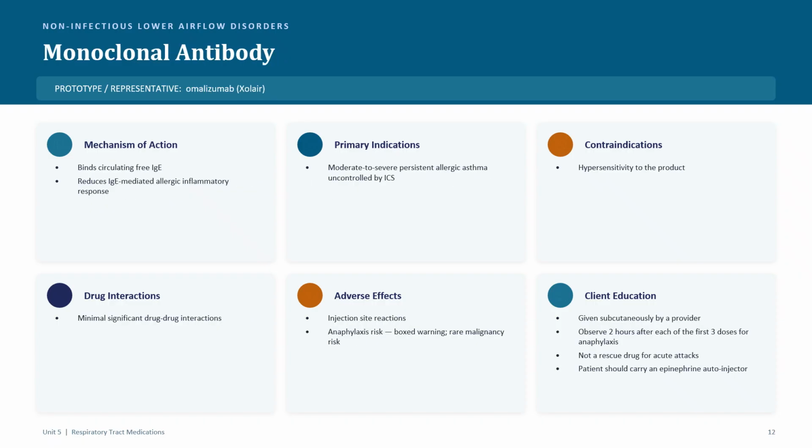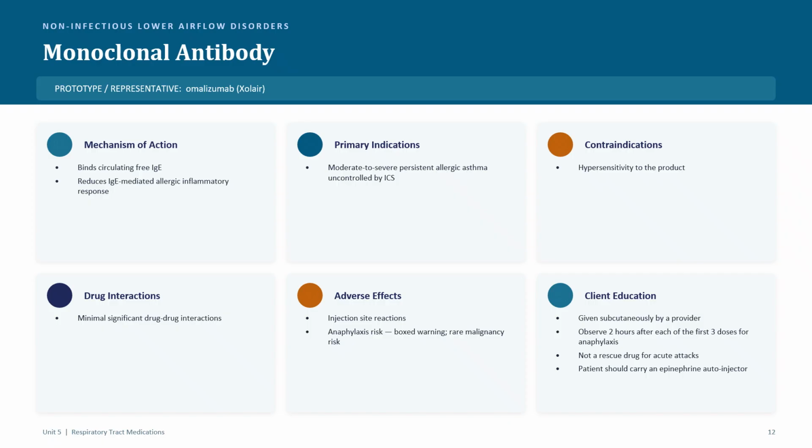So the monoclonal antibody class and the prototype medication is omalizumab. And this is the newest and most targeted medication in this whole lower tract section. So the way that this medication works, it binds up circulating free IgE, and that's the antibody responsible for triggering allergic reactions. So it's essentially mopping it up out of the bloodstream before it can go and attach to a mast cell and set off the whole allergic cascade.